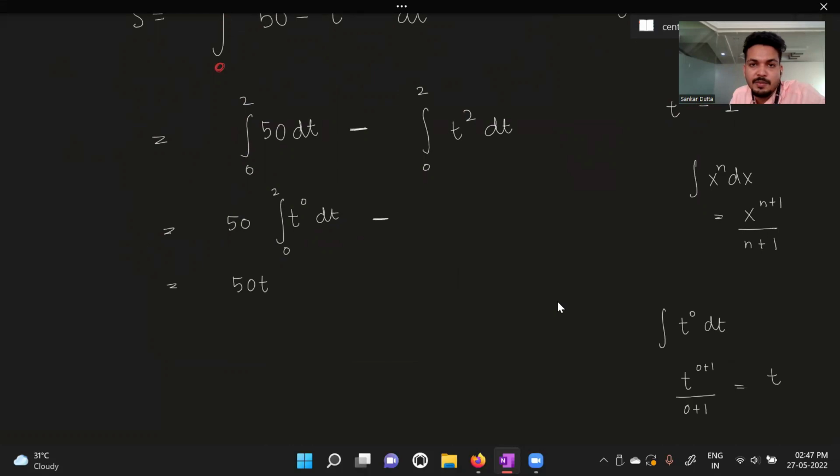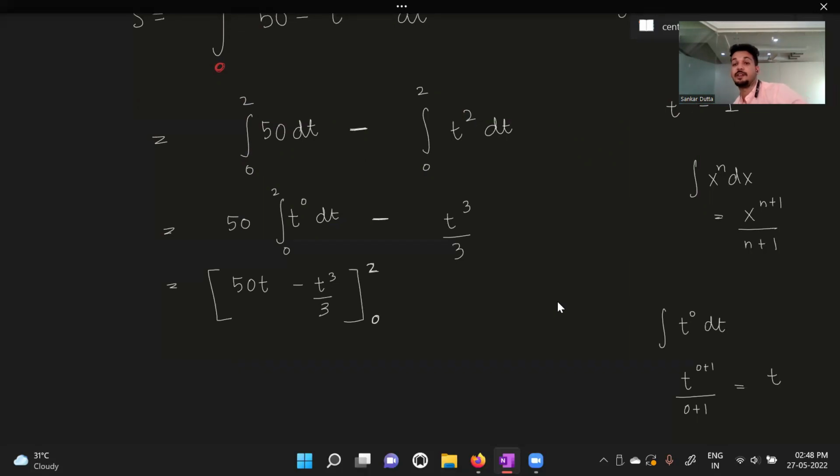The second term will become t cube by 3, t raised to power 3 by 3. Remember, I have still not plugged in the values of 0 and 2. So what I have to do is write something like this, minus t cube by 3 in brackets, and we still haven't put the limits.